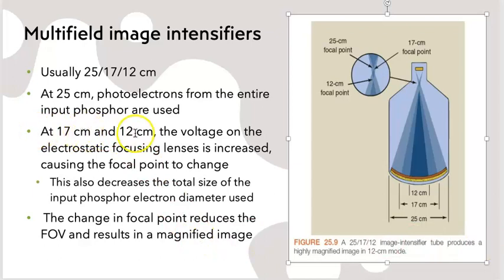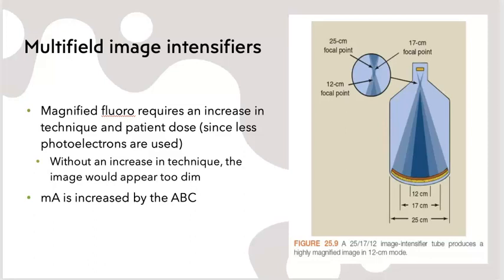So at 17 centimeters and 12 centimeters, the voltage on the electrostatic focusing lenses is increased, and that causes the focal point to change. So if we take a closer look here, we can see the 25 centimeter focal point is closest to the anode. The smaller the focal point, the further away it gets from the anode. This decreases the total size of the input phosphor electron diameter that we're going to use, which they try to show you here. The change in focal point reduces the field of view and results in a magnified image.